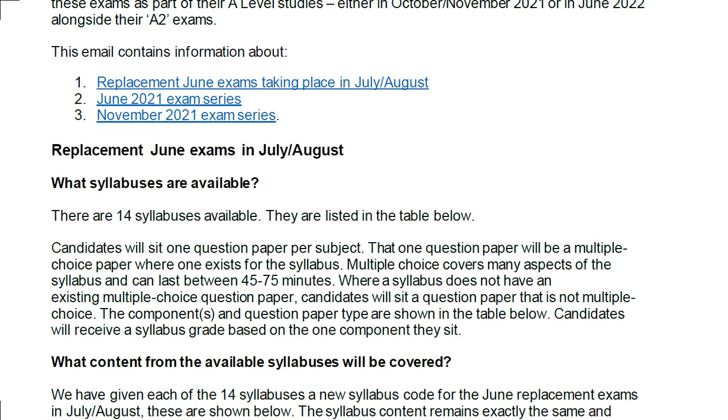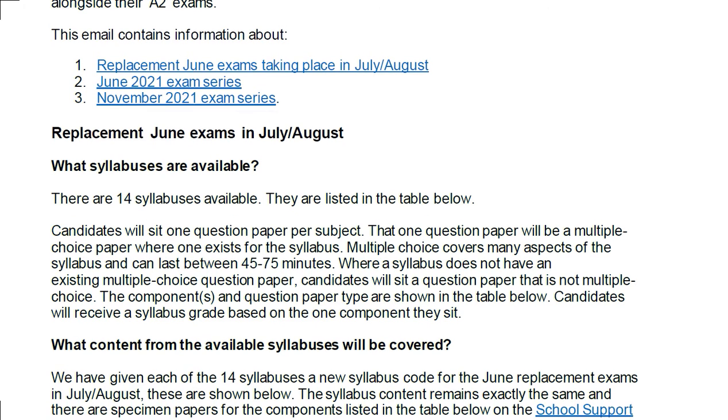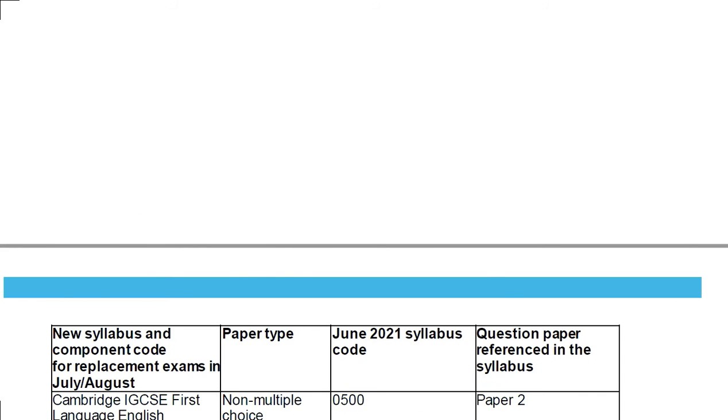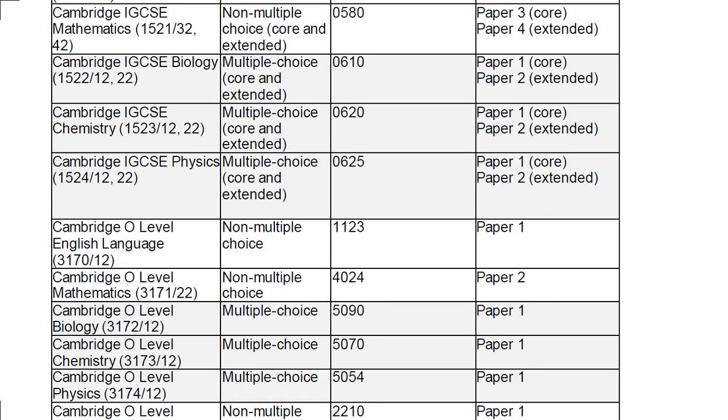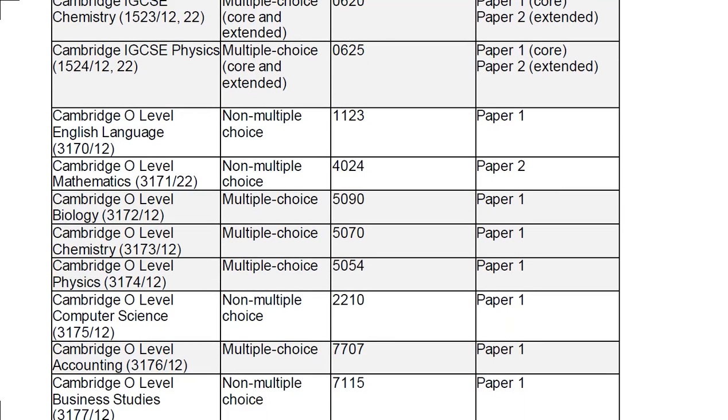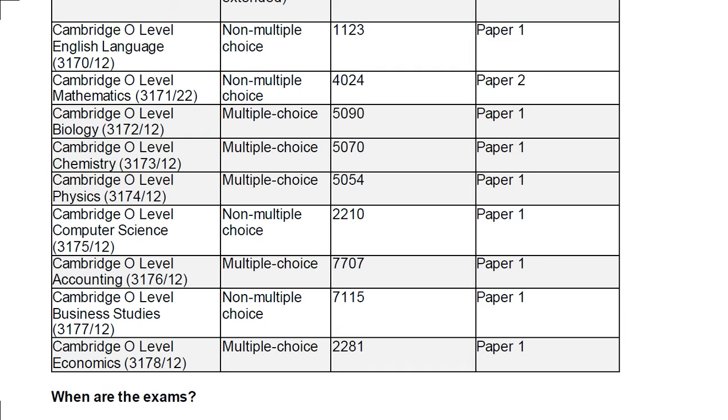In this document, they have also specified the respective component with the time duration that will be taken in the replacement exam. For example, in Pakistan we go for O levels exam. For Cambridge O level English language, it will be non-multiple choice Paper 1. So they have already mentioned the type of the paper, and for mathematics, for example, 4024 Paper 2 will come. Computer and business studies will also be non-multiple choice, and for the others they have already mentioned P1s based on multiple choice questions.